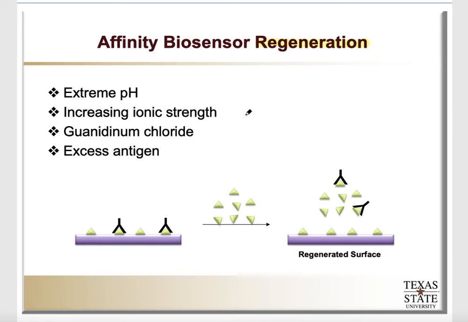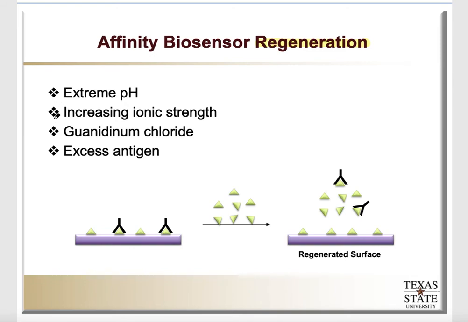To do that, what we need to do is to add one of these things or do one of these things. So we can change the pH, either make it acidic or make it basic. By changing the pH, you're going to be changing the ionization state of functional groups that are ionizable, such as carboxylic acids and amine groups, and that's basically going to end up disrupting some of the hydrogen bonding and some of the electrostatic interactions that you initially had between the biorecognition molecule and the target.